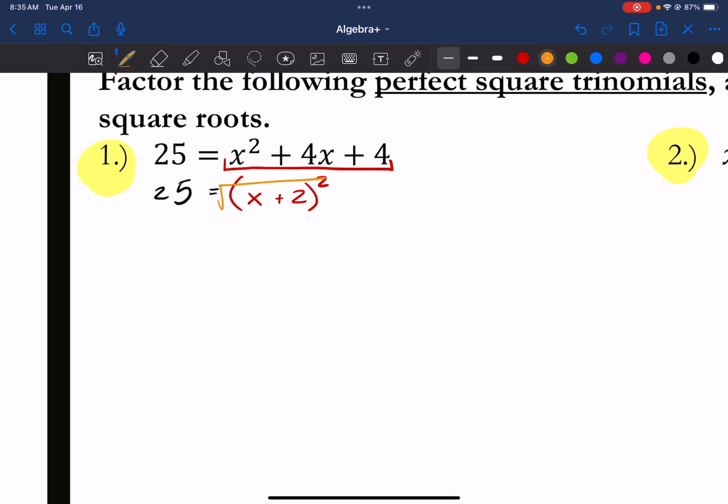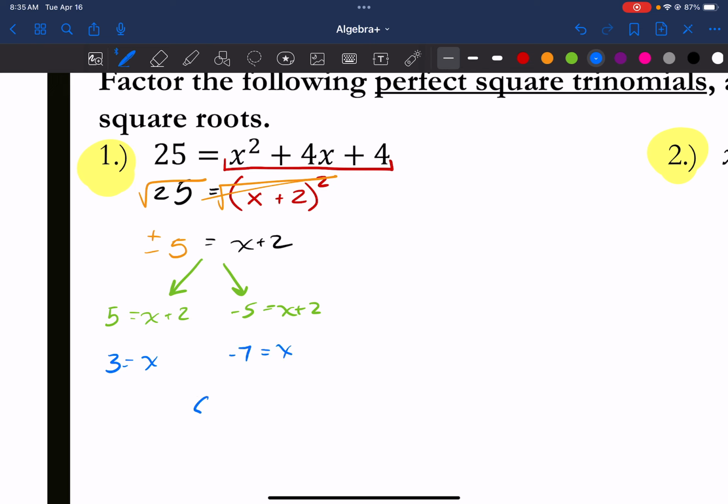This is exactly like we did before. We're going to take the square roots. So we get a positive negative 5. On the other side, we're left with x plus 2. We're going to separate it so that we have our two equations, where 5 equals x plus 2 and negative 5 equals x plus 2. We're then going to solve. So x equals 3, and here it is a negative 7. So we have our answer of negative 7 comma 3.